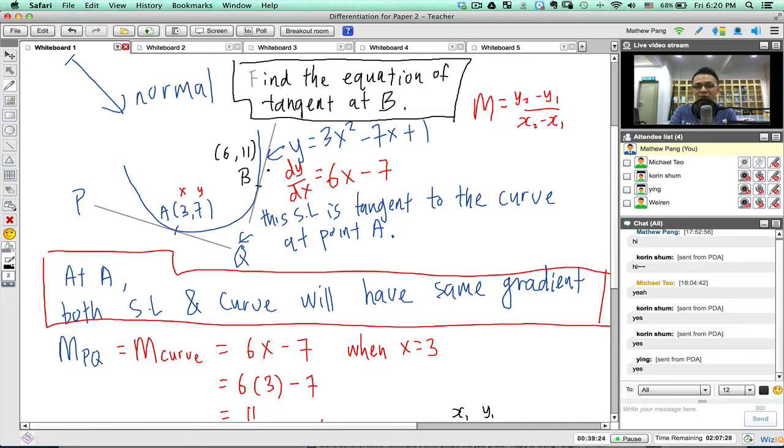So what you need to do is differentiate this equation. Now I have already differentiated it for you, and you have the gradient function. So you need to find, at point B, what is the gradient of the curve first? Because we know tangent means the curve and the straight line have the same gradient at this point, right? So right now, I want you to find the equation of the tangent at B. Find it right now. It's not really hard, I think it's quite simple.